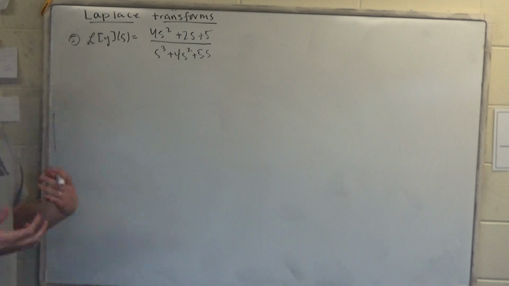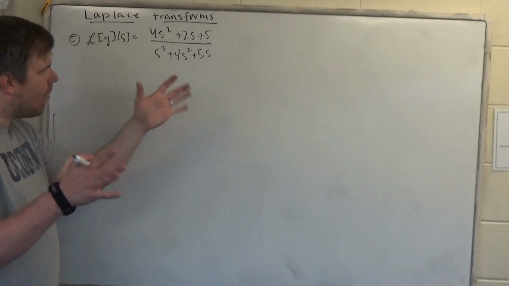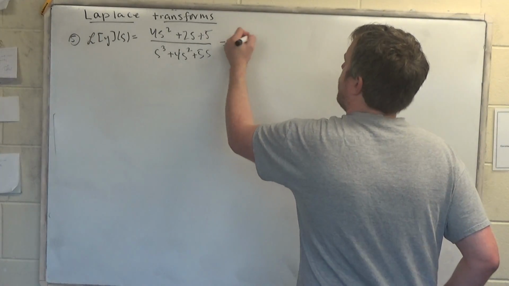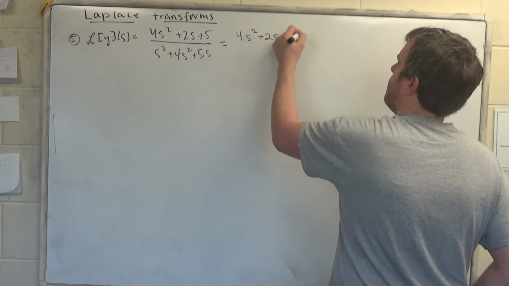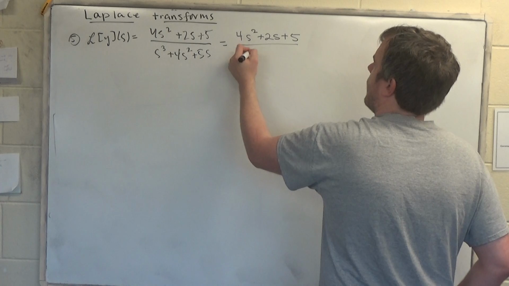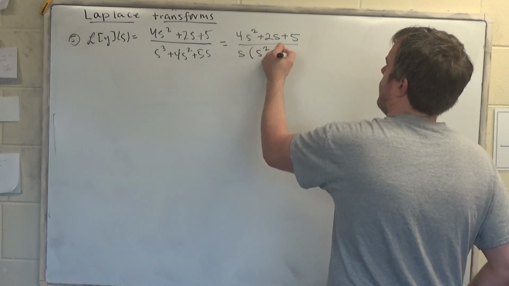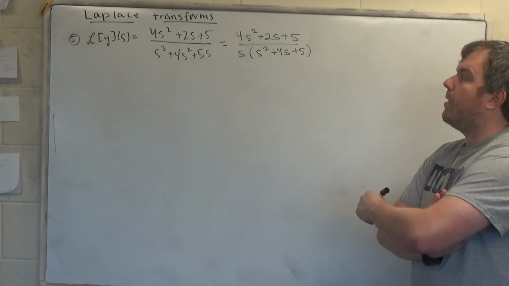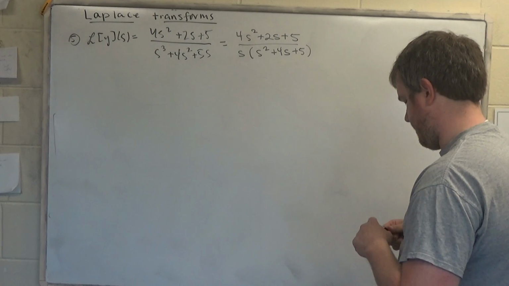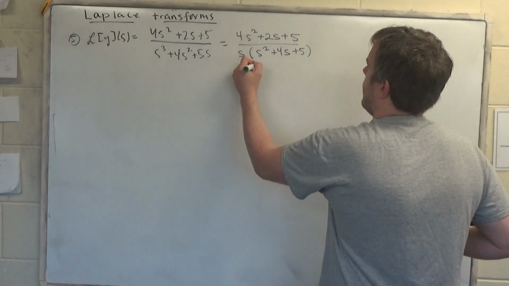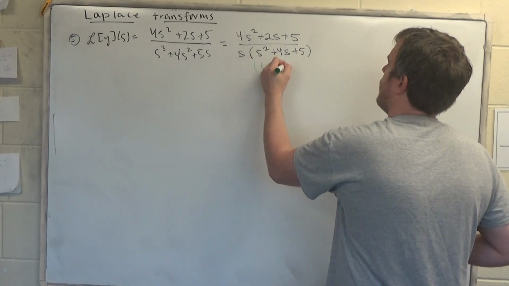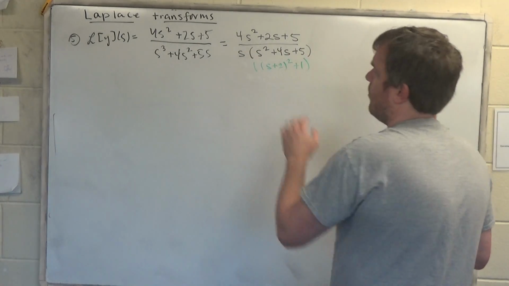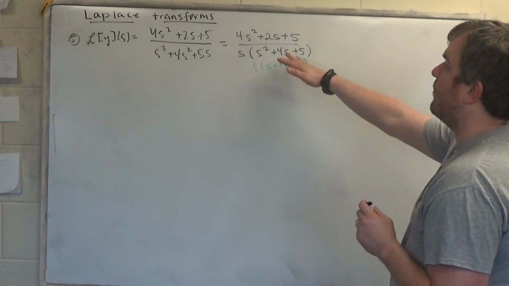Okay, well, the same procedure is going to more or less work. We're going to need to factor the bottom. So we have 4s squared plus 2s plus 5 over s times s squared plus 4s plus 5. And at first it seems like we can factor this further, but I don't think we can. In fact, if I complete the square on this term, I get s plus 2 squared plus 1. So this has no real roots, which means we may as well just leave it like this for our partial fractions breakdown.